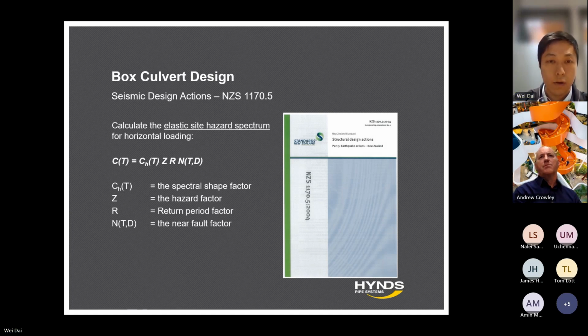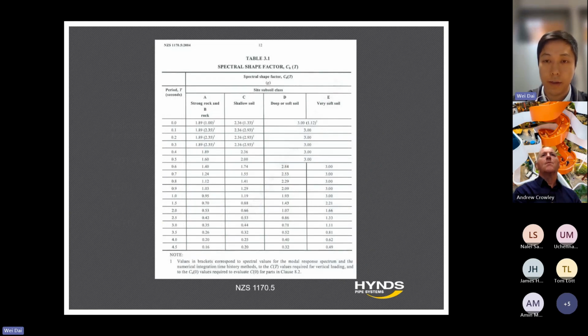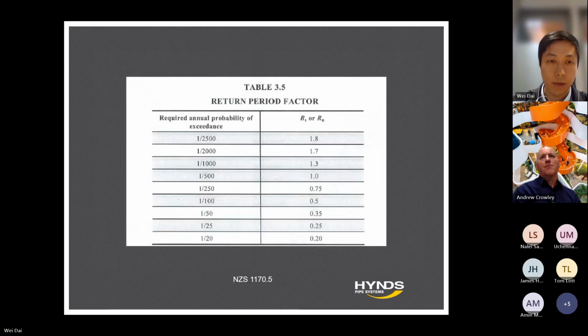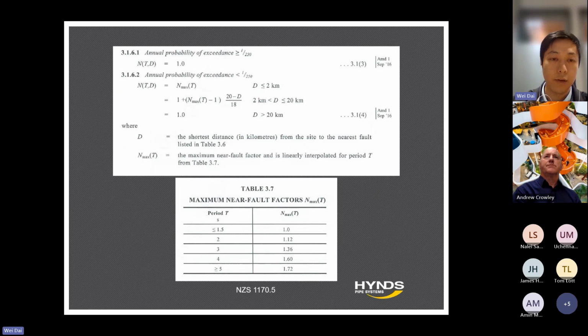We have a quick look at these factors in the formula. The spectral shape factor is decided by your site subsoil class and the period of the structure. The Z factor is decided by the location of the project. The return period factor is decided by the importance level and design life of the structure. And lastly, you pick up the near fault factor, which is defined by the location and the importance level of the structure.